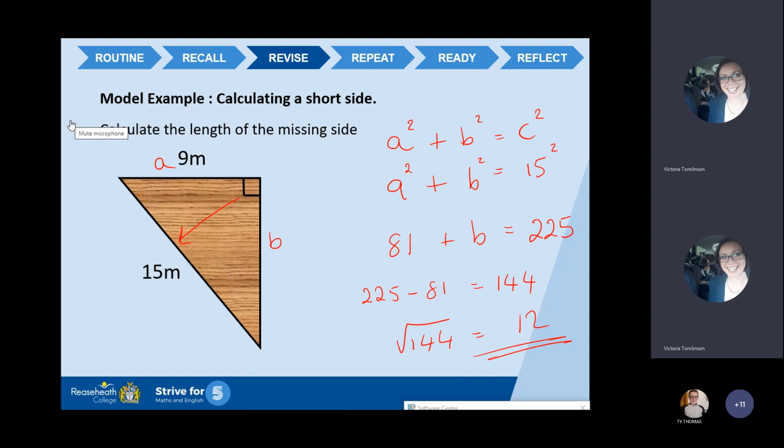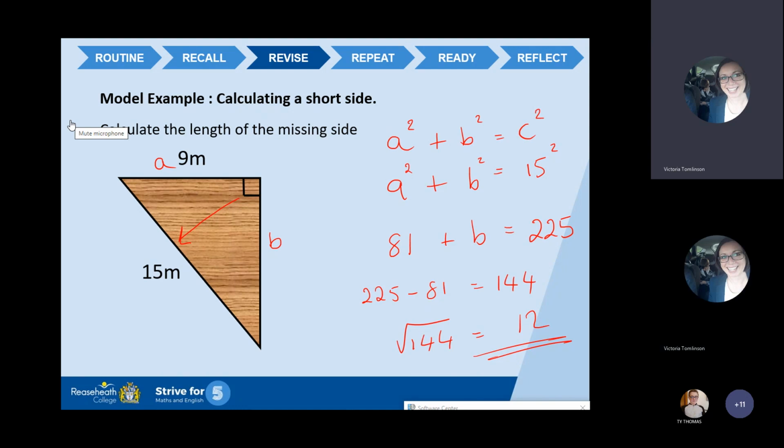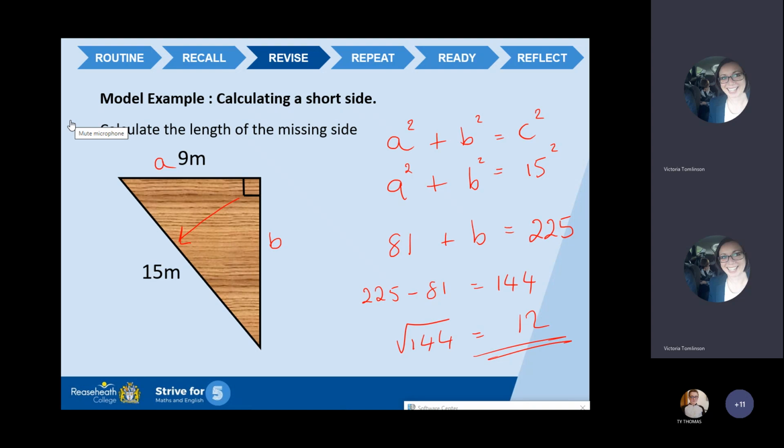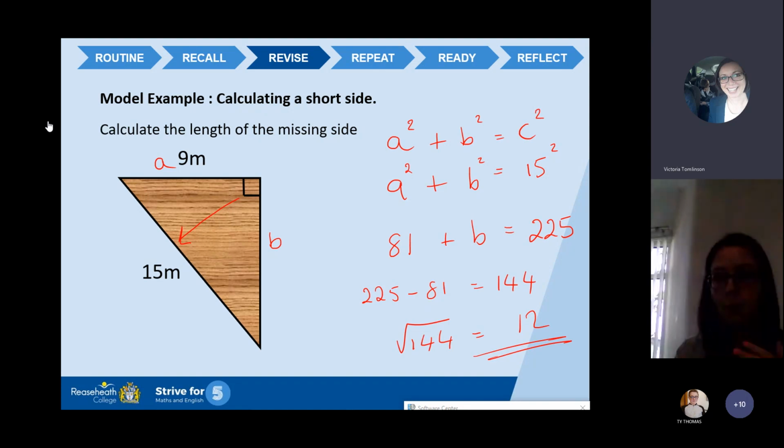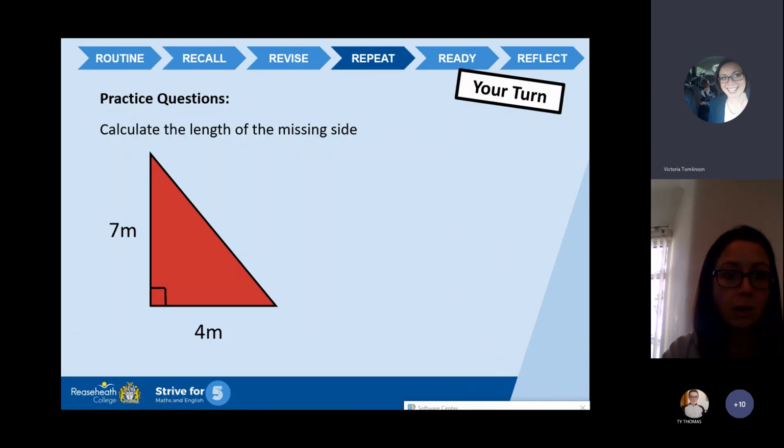Right, okay. So lots of people have finished those. I'm going to go through the answers so you can see how I work them out. Like what Nicole's just said, for both the numbers on the triangle, you square them first, then add the two numbers together, and then you square root what's left.